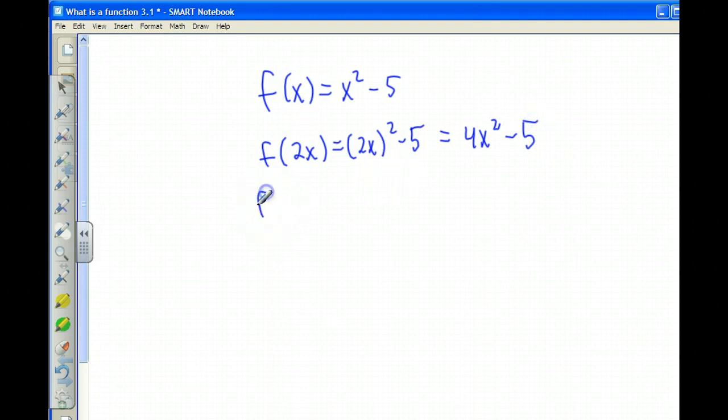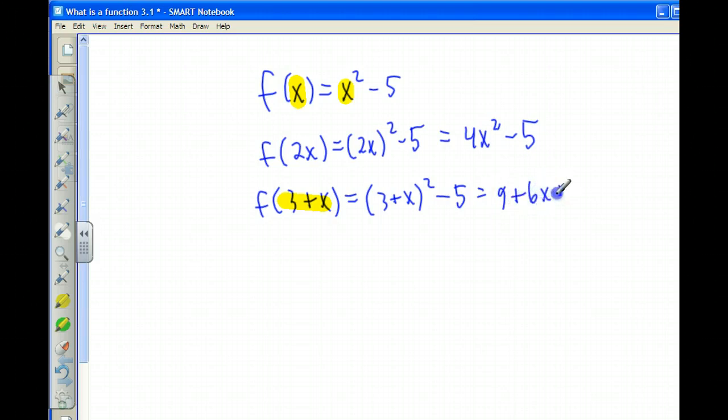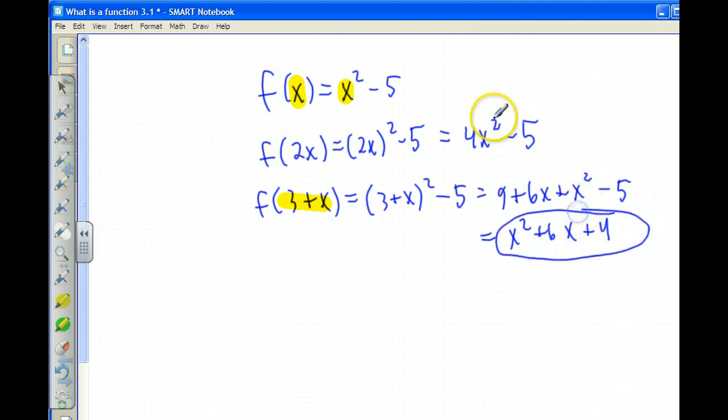Just for fun, let's find f of 3 plus x. In that case, again, we're basically plugging in for x. Everywhere there's an x, we're going to plug in 3 plus x in this problem. So in parentheses, I have 3 plus x, squared, minus 5. Well, if you FOIL that out, that's a binomial squared. You get 9 plus 6x plus x squared, and then minus 5 is still tacked on the end there. If you put that in the right order, you get x squared plus 6x plus 4. That's going to be your answer. Same thing here. This is your answer there.